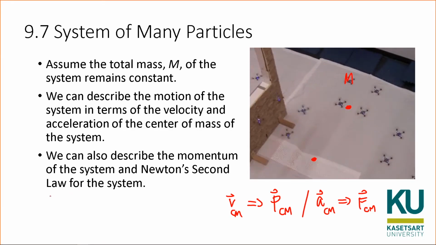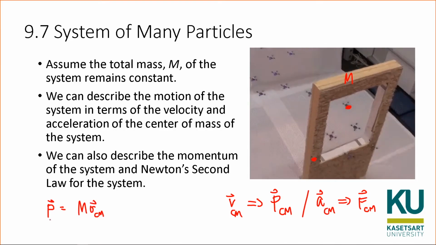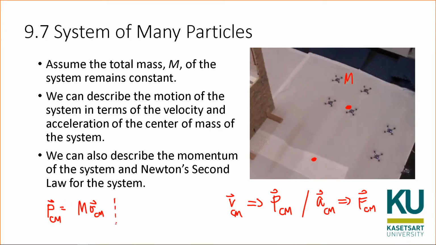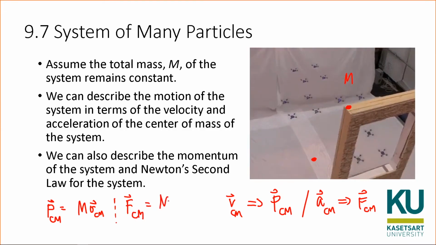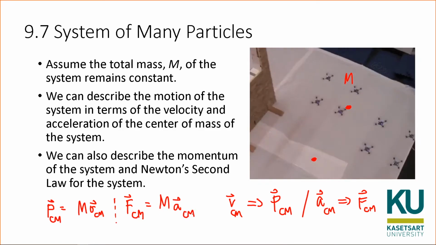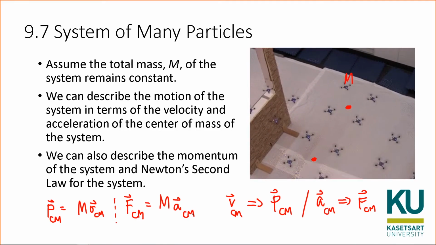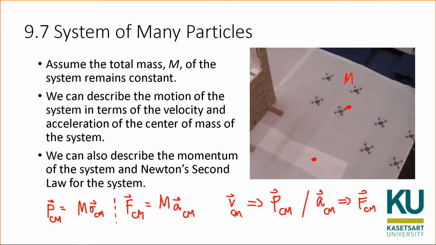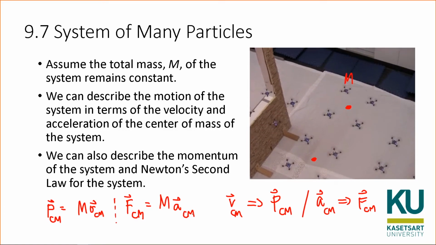So you can just use P equal to M vcm. If you know the center of mass, the momentum represents the momentum of the center of mass. Also, the force exerted on the center of mass is equal to the total mass multiplied by the acceleration of the center of mass. And now we can do any calculation that we learned for an individual particle, and we assume this system of particles has the mass at the center of mass over there, and predict how this object moves.